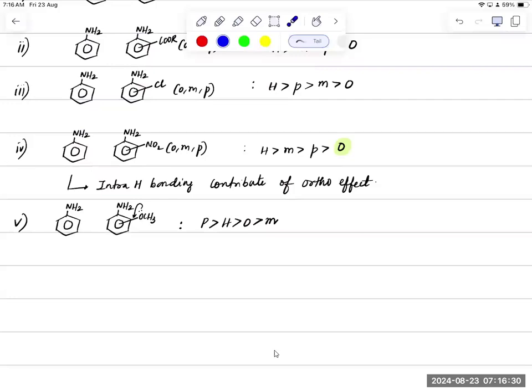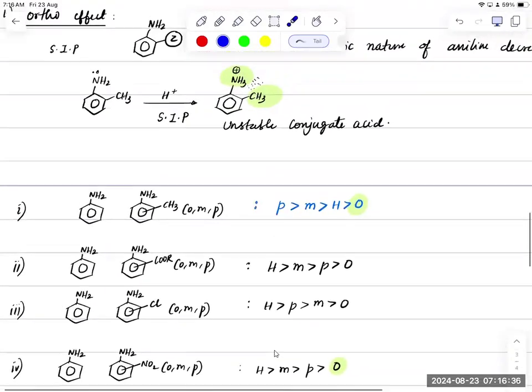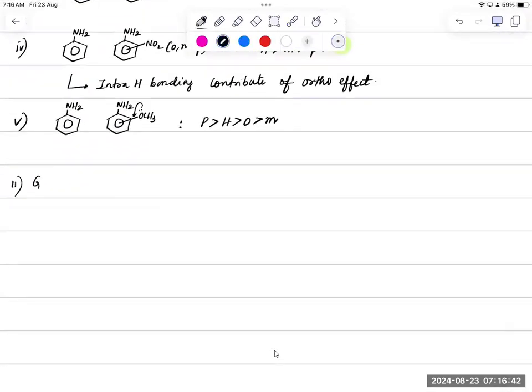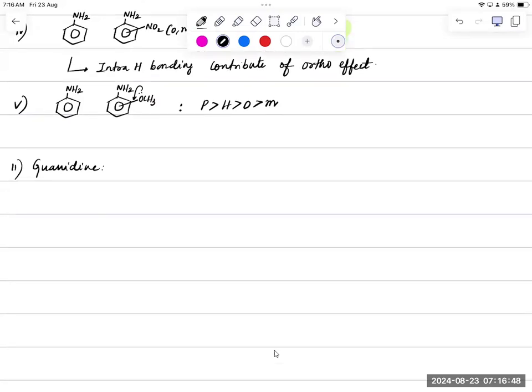Right. Let us go to the next point. The next type of cases other than ortho is guanidine cases. Guanidine cases are the strongest bases. For example, if you have a double bond NH, NH2 and NH2. There are three lone pairs. Two of these lone pairs will be involved in resonance, and this lone pair is localized. This is localized electron, and these are delocalized.